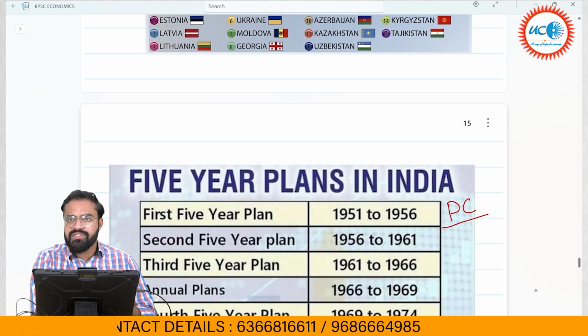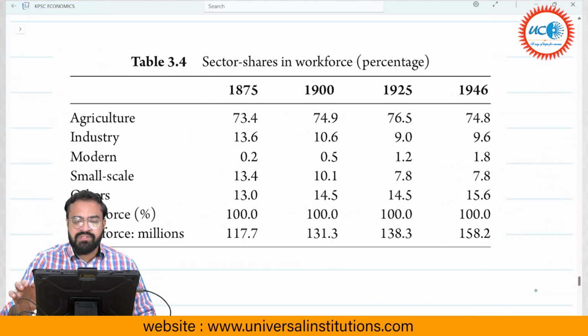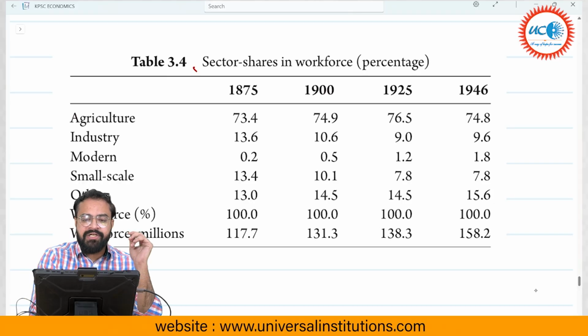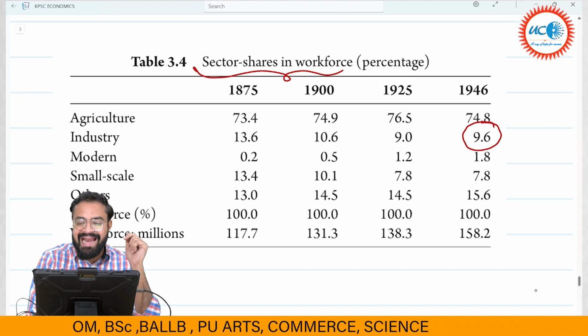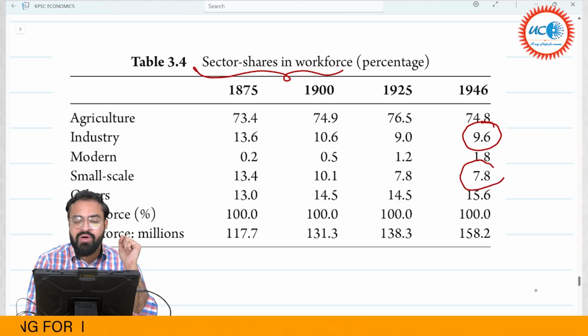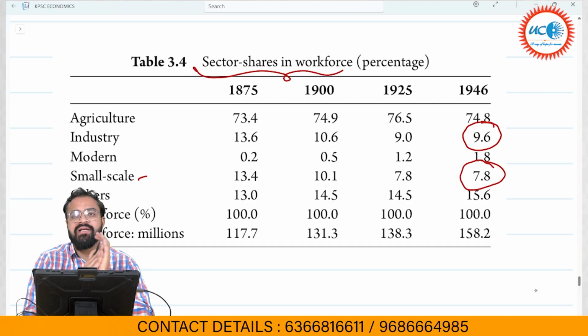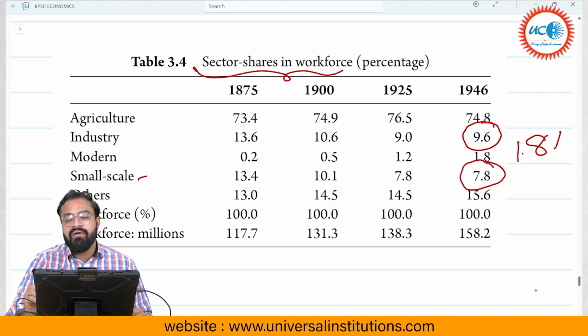So de-industrialization had happened, because if you look at the simple statistics of the workforce, the sector share in the workforce, industry was contributing only 9.6%. Even within that, most of the people were part of small scale industry. People working in modern industry were only 1.8%.